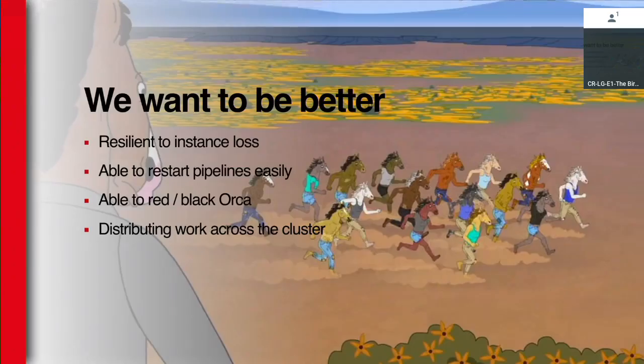So ultimately, this is not where we want it to be at all. We want it to be in a world where we're a more typical, well-behaved Netflix service where we're resilient to instance loss. We're able to restart pipelines, because that turned out to be an enormous problem.